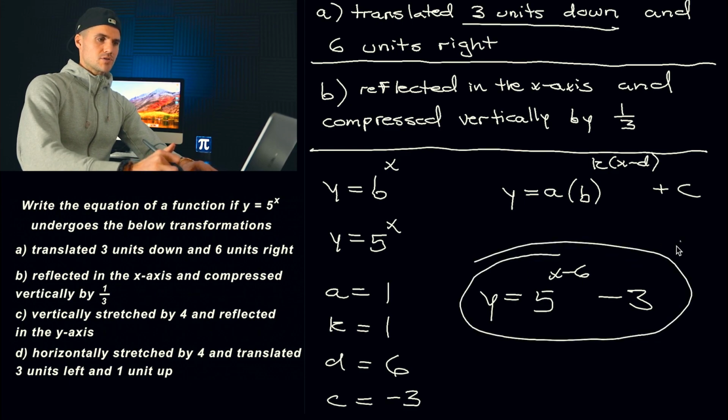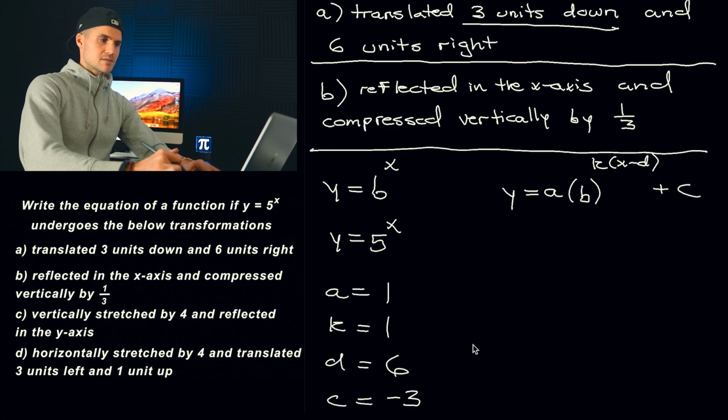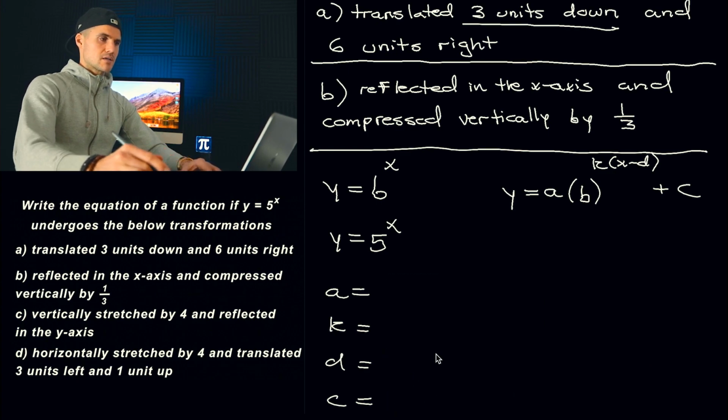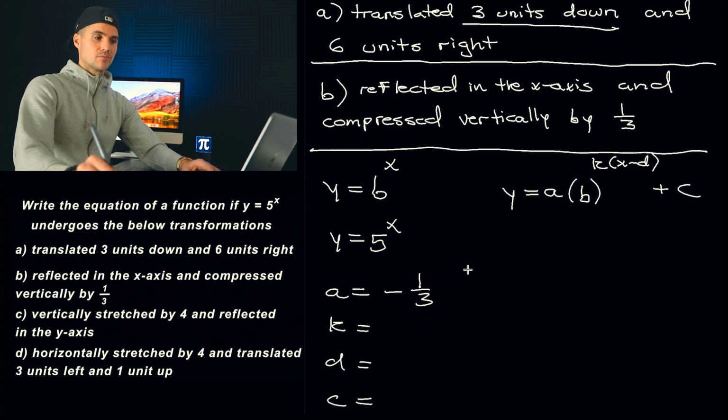Now what about part B? So let's erase this, and then let's erase this right here. So with part B, let's go through these one by one. Now it's reflected in the x-axis. There's a reflection in the x-axis. We know our a value is going to be negative. And it's compressed vertically, a vertical compression by 1/3. That also affects the a value only.